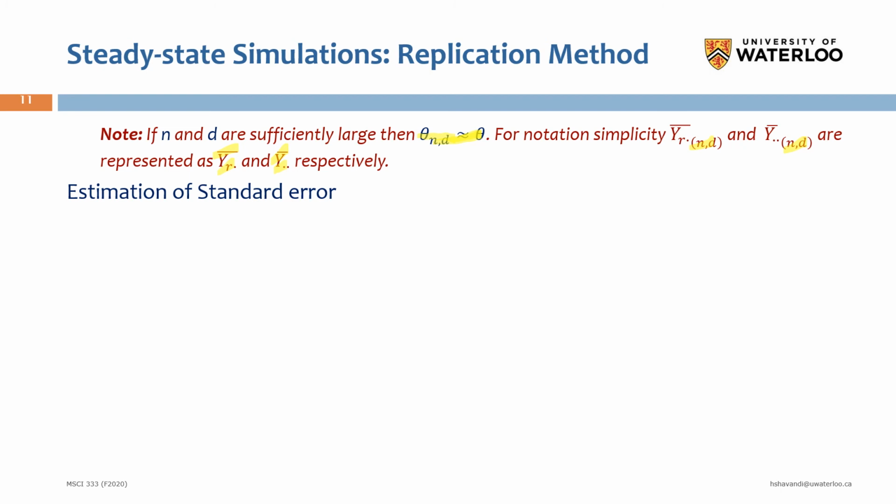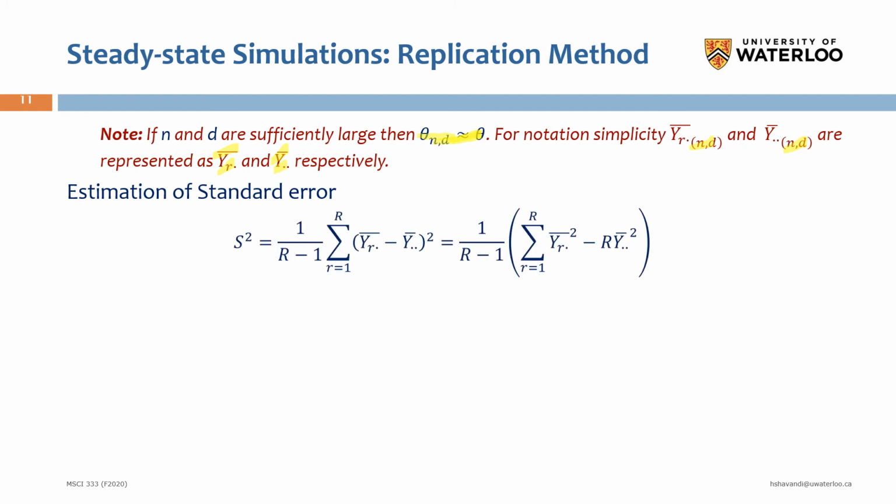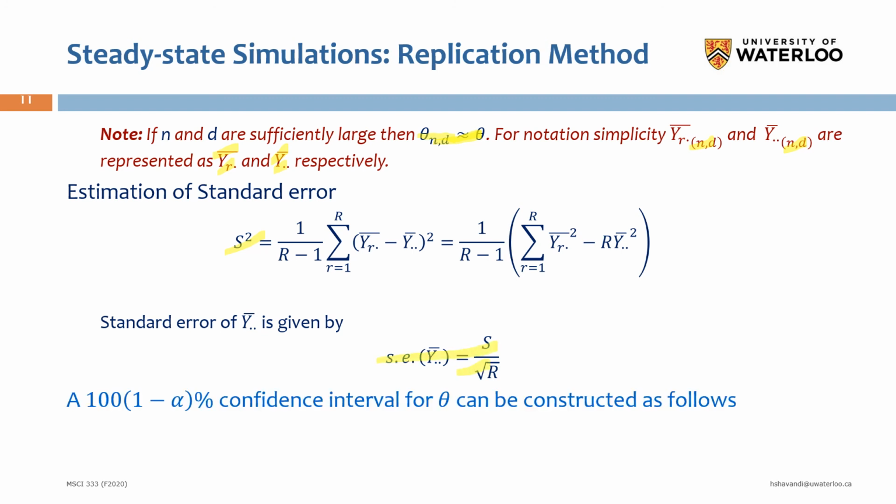So the standard error can be estimated by this equation, same as before, and the standard error of y bar dot dot again can be calculated by this equation, and at the end we can construct our confidence interval with a 1 minus alpha confidence level.